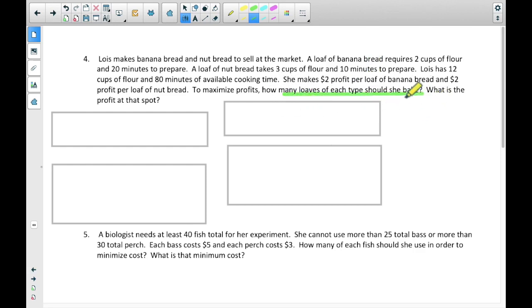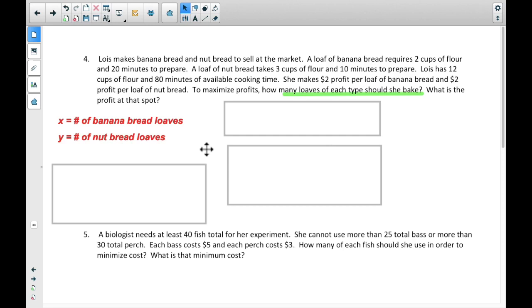Okay, that's our clue, that's our variables. So how many loaves of each type she should bake? So our variables are banana bread loaves and nut bread loaves.